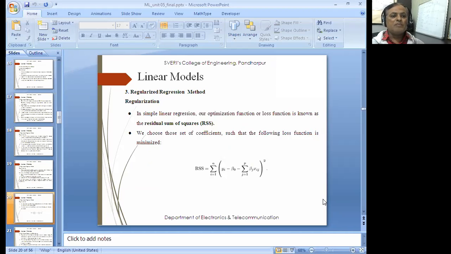In a simple linear regression, our optimization function or loss function is called the residual sum of squares. That's why we apply RSS, which calculates the loss function for the regularized regression method. How that loss function can be minimized is done with the help of a set of coefficients: RSS equals summation i equal to 1 to n of (yi minus beta 0 minus summation j equal to 1 to p of beta j xij) whole bracket squared.